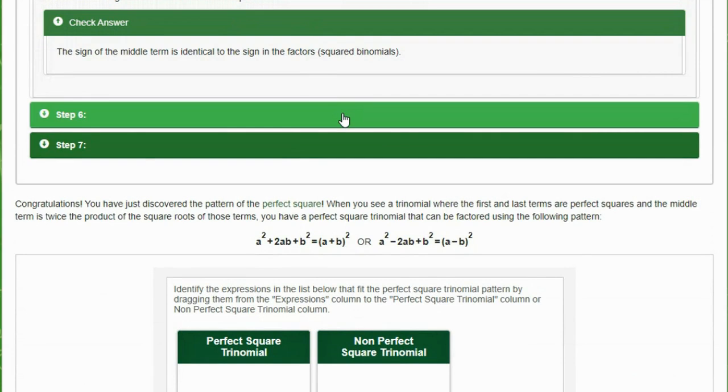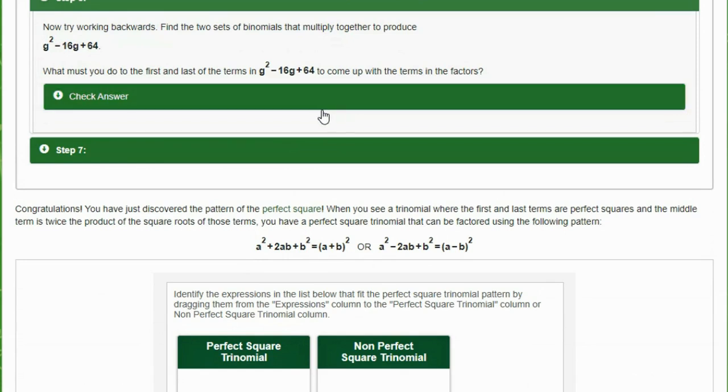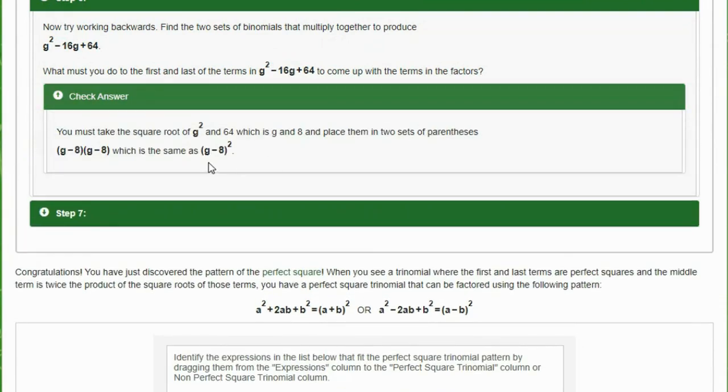So the middle term is going to be equal to, whether it's a plus or a minus. Now it says work backwards. G squared minus 16g plus 64. So that's a G and an 8. And this is 8g doubled, and it's a negative. So this must be g minus 8 times g minus 8, or g minus 8 squared.